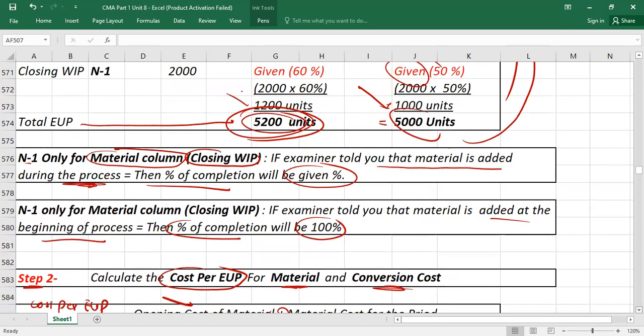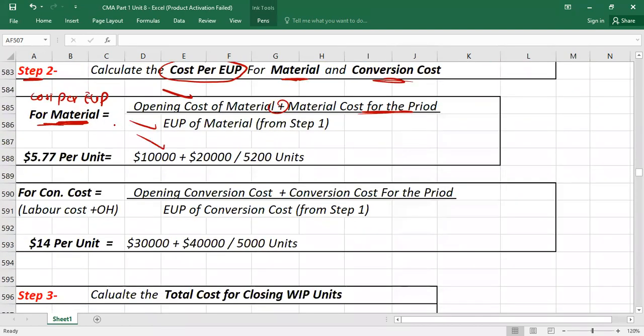For material column, total equivalent units of production was how much? 5,200. So I'm assuming these values, guys. I'm assuming last year material cost was 10,000. This year material cost is how much? 20,000. It's a numerator. Divided by 5,200 units of equivalent units of material column. So I'll get material cost per equivalent unit how much? 5.77 per unit. Same I'll do for what? Conversion cost.